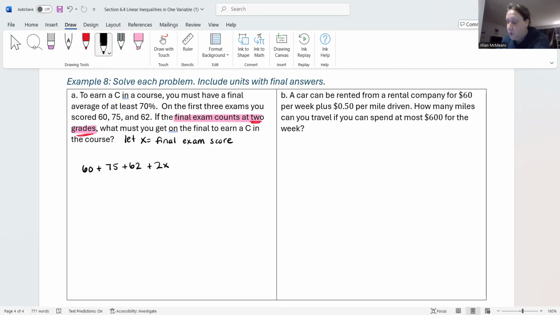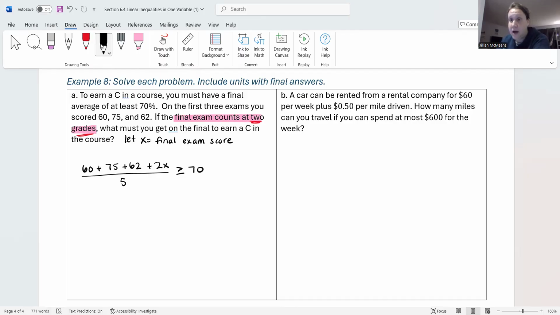And then that would give me 1, 2, 3, 4, 5 test scores. So even though you only see 4 items in the list, remember that final exam is really x plus x. So that's your 5 scores. So we want to divide by 5. And then this has to be at least 70. So that means this has to be greater than or equal to 70. Okay? So what in the world would we do to solve?